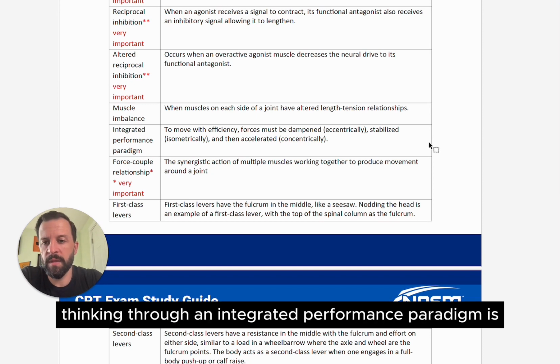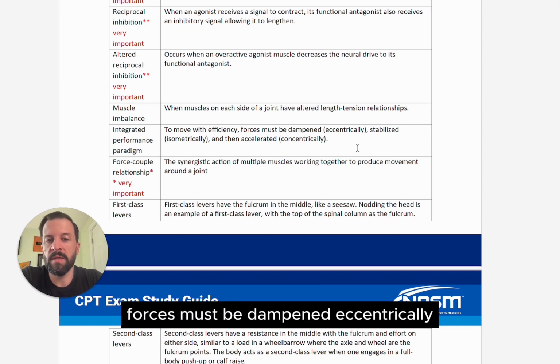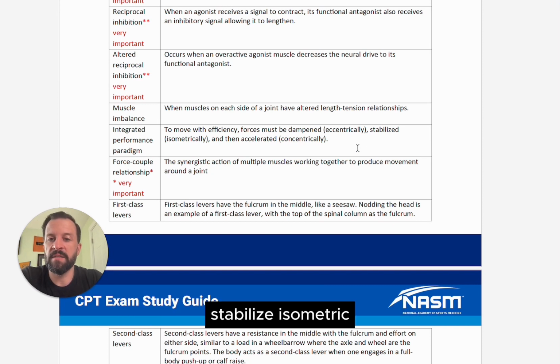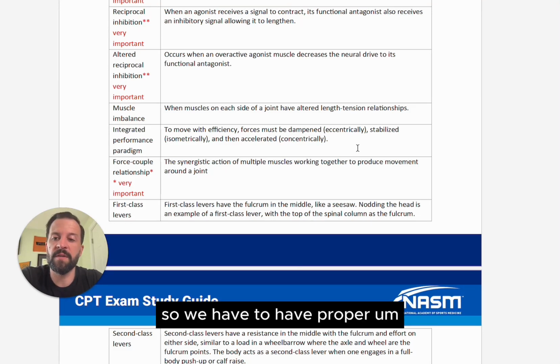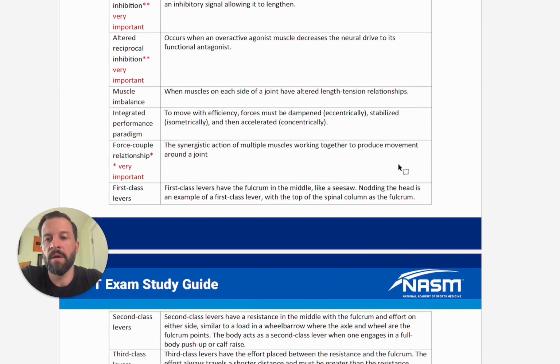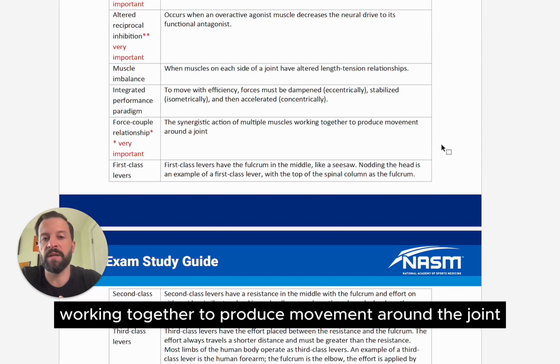Thinking through an integrated performance paradigm is to move with efficiency. Forces must be dampened eccentrically, stabilized isometrically, and then accelerated concentrically. So we have to have proper abilities in all three of these areas. A force-couple relationship is just the synergistic action of multiple muscles working together to produce movement around a joint.